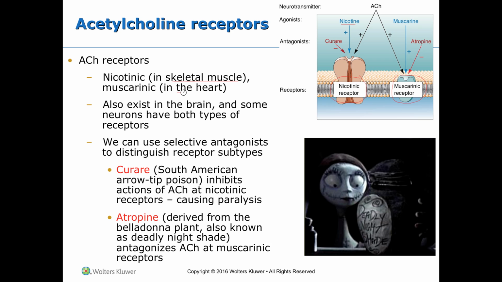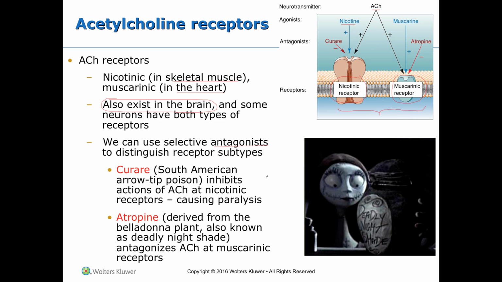Muscarinic receptors are found in the heart. Now these receptors also exist in the brain, so don't think that this is just exclusive to these sections of the body. And some neurons have both types of receptors present. Now what is different between these is nicotinic acetylcholine receptors are ionotropic, whereas muscarinic receptors are G protein coupled. So we can use selective antagonists to distinguish receptor subtypes, because certain antagonists will only work at particular receptor subtypes. So both of these receptors are acetylcholine receptors, meaning acetylcholine will bind and work at both of these. However, other things like agonists or antagonists will only work at a particular subtype.